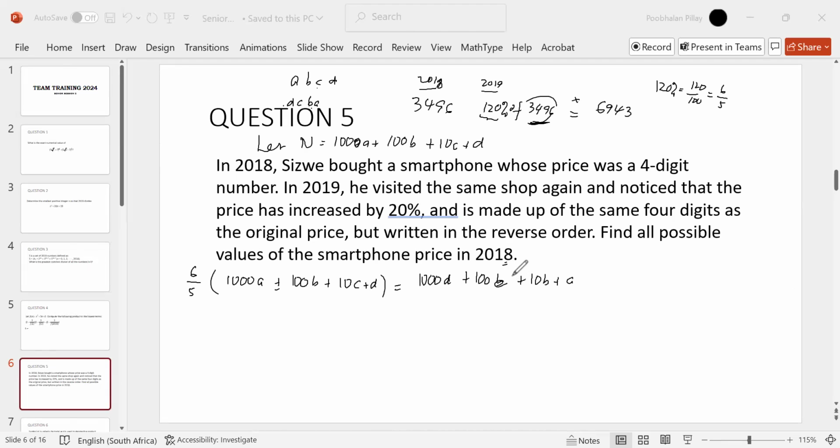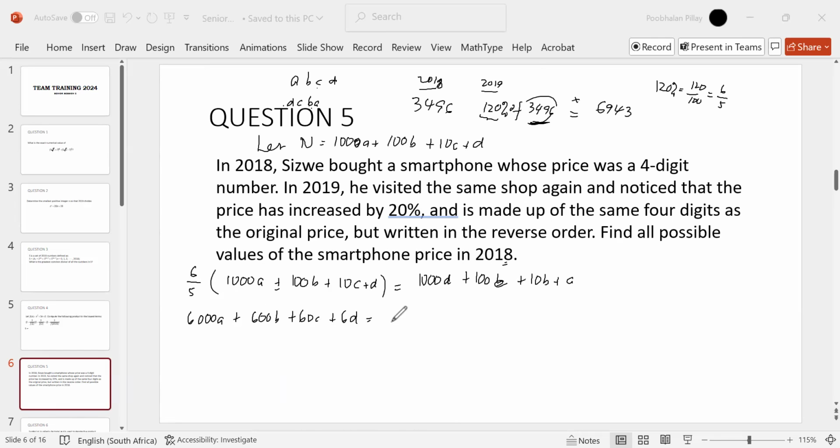You have just only one equation, 4 unknowns. So it's quite a challenge now to find out what these numbers are. And listen very carefully to see the logic that we can use. We can use nice, beautiful logic to finally get down to the answer. All right, so at a starting point, I can just multiply both sides by 5, and you have 6,000A plus 600B plus 60C plus 6D, right?